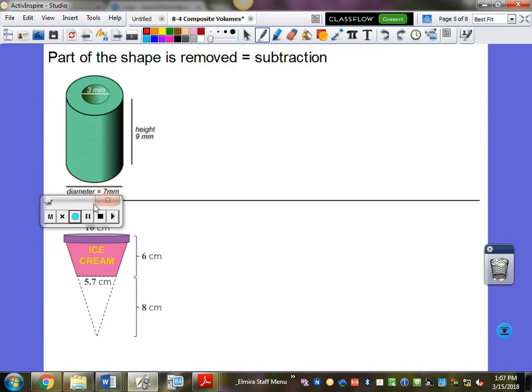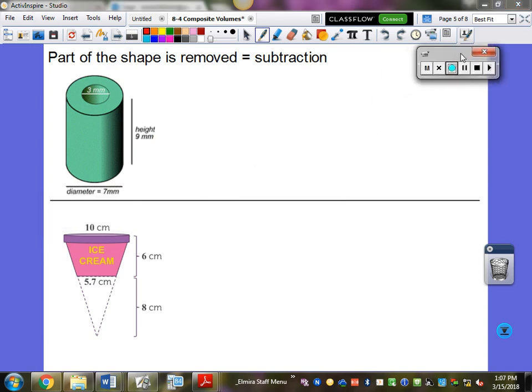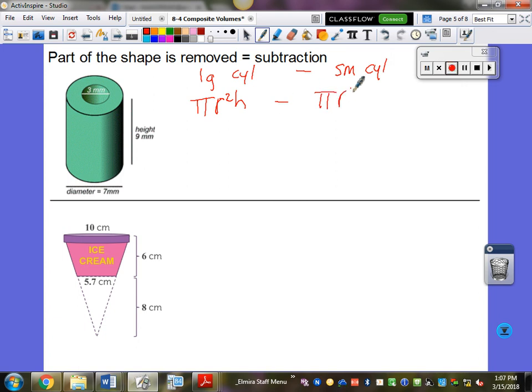All right, let's talk about a shape being removed. Okay, that means we're going to subtract. So in this case, I have a whole cylinder, or the large cylinder, and we're drilling out or removing a small cylinder. Now, cylinders have the same formula, pi r squared h minus pi r squared h.